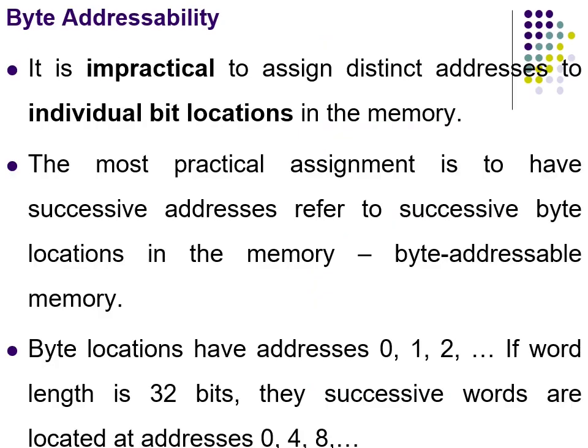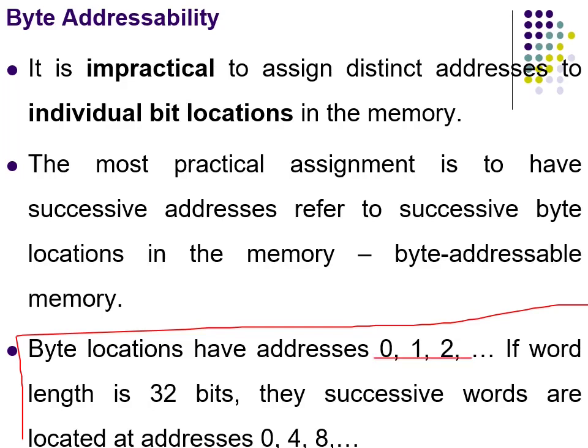Here again the same explanation is given in sentences. Of course, it is actually not possible to assign addresses to every bit. So we combine continuous bits, 8 bits as 1 byte, and give addresses for successive bytes. Okay, that's called byte addressability. And here the last sentence: byte locations have addresses 0, 1, 2, 3. That means every byte has an address, their address is continuous and address is unique.